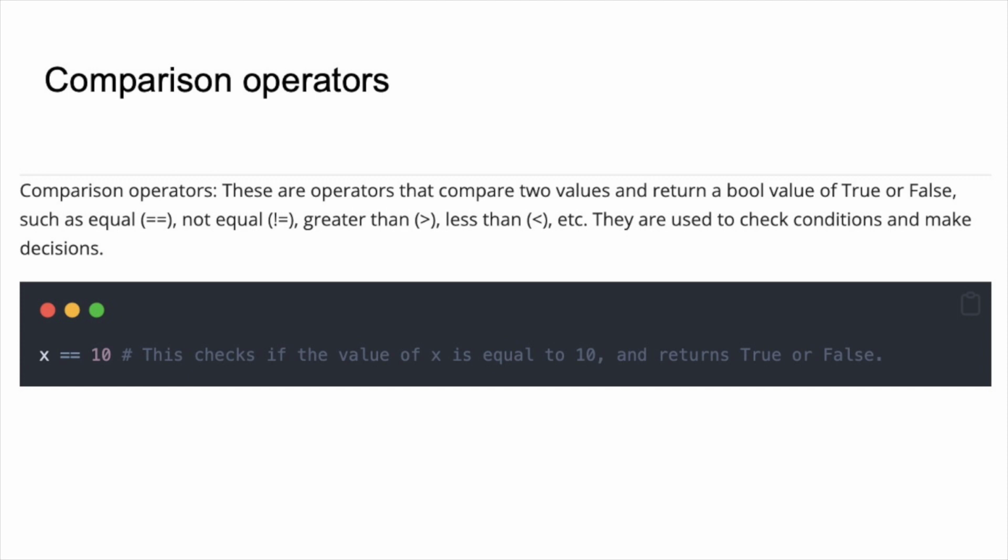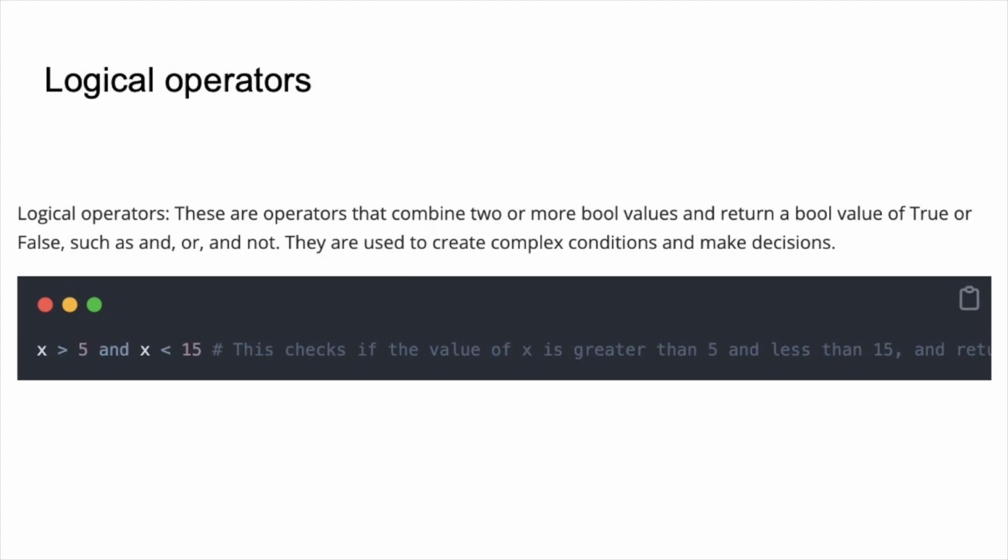Comparison operators. These are operators that compare two values and return a bool value of true or false, such as equal, not equal, greater than, less than, etc. They are used to check conditions and make decisions. Logical operators. These are operators that combine two or more bool values and return a bool value of true or false, such as and, or, and not. They are used to create complex conditions and make decisions.